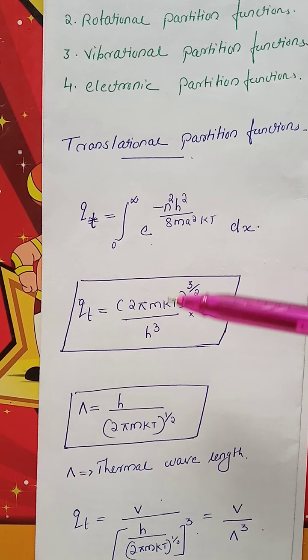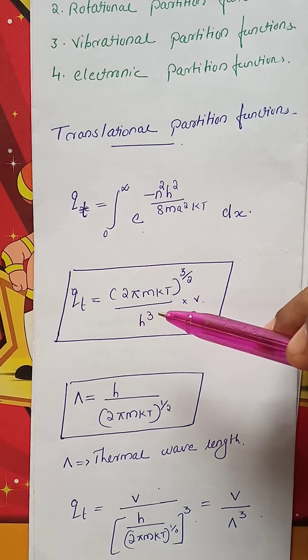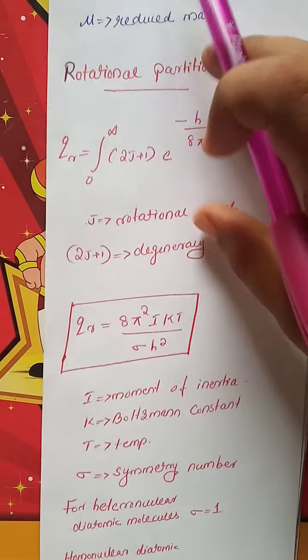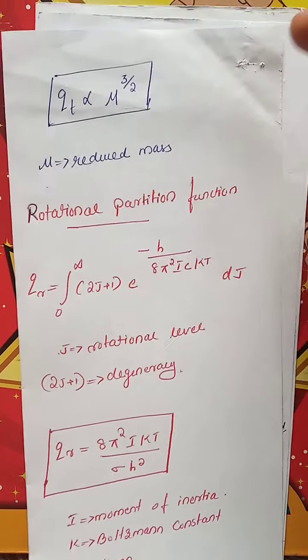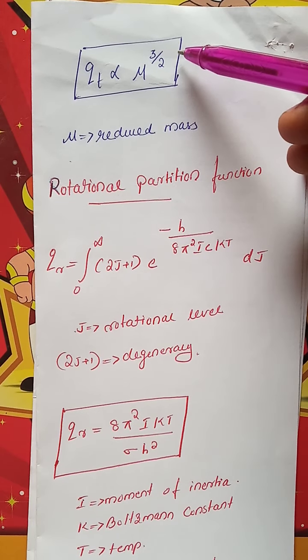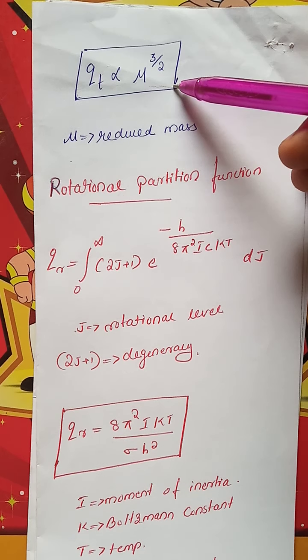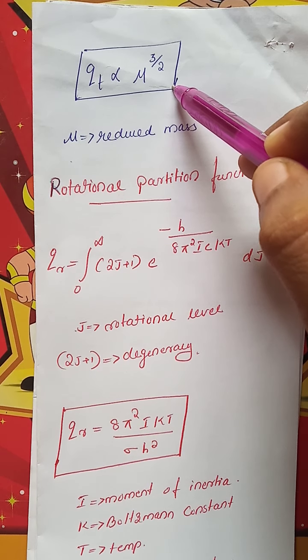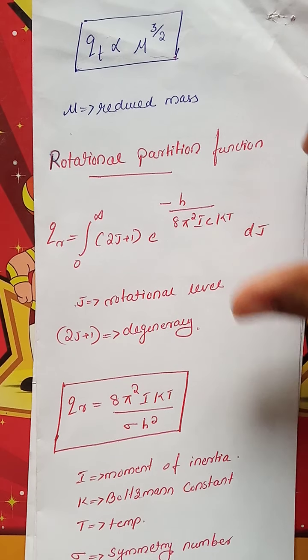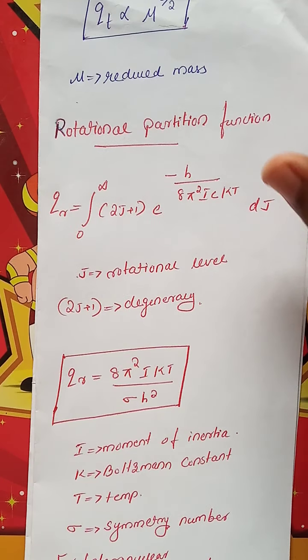And also from this relation we have a proportionality relation, that is Qt is directly proportional to mu raised to 3 by 2. By using this also there were several questions. Mu is the reduced mass. Moving on to rotational partition function.